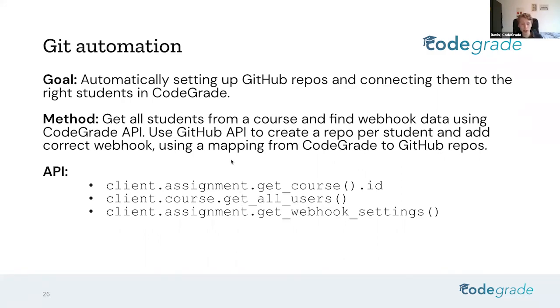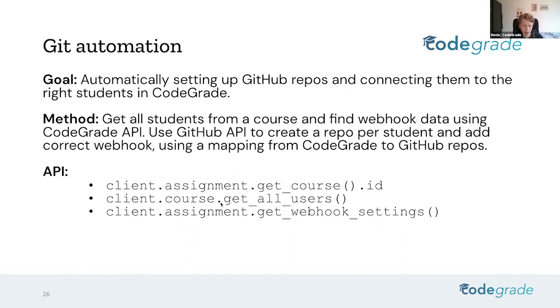Then after that, they use the GitHub API to create a repository per student. And after they've created that repository for each student, they connect the correct webhook to the CodeGrade assignment. Only thing they have to do here is manually create a mapping between the CodeGrade students and the GitHub repositories. But even that you can do automatically if you automatically create the GitHub repositories yourself. So from CodeGrade, the API that you have to use is the assignment.get_course.id to get the ID of your course.